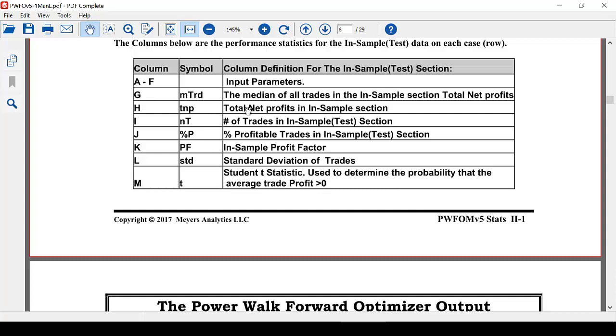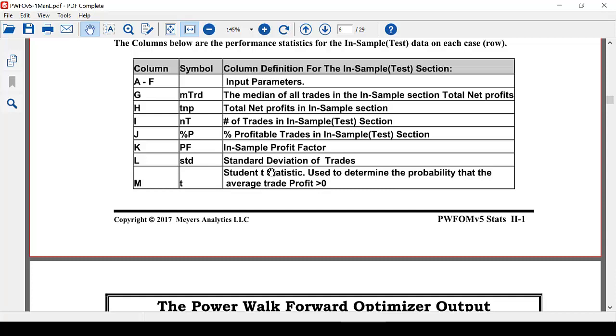Total net profits, TNP, is total net profits in the in-sample section. NT is the number of trades in the in-sample section. Percent P is the percent of those trades that were profitable. PF is the in-sample profit factor. STD is the standard deviation of all the trades.